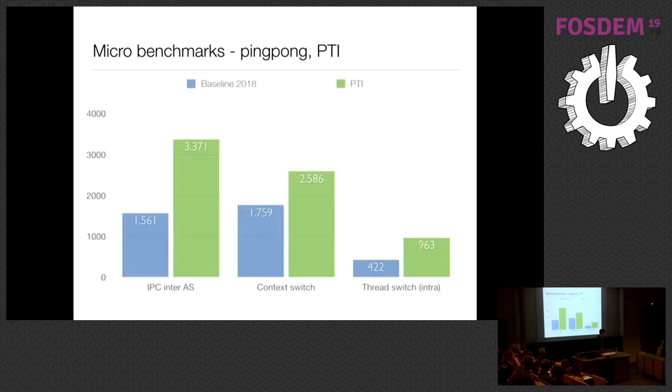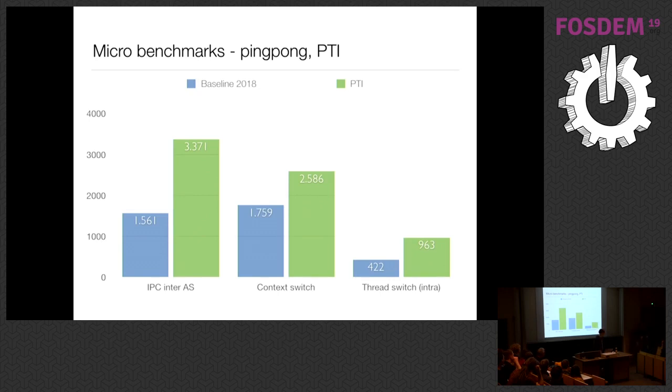Okay, so to the micro benchmarks first. I used this ping pong utility, which has been there on L4 systems for ages. I picked three particular micro benchmarks. First, sending an IPC message between two different threads running in different tasks, so that there is a context switch involved. We also measured the context switch itself, and the switch of a thread within the same context or address space.